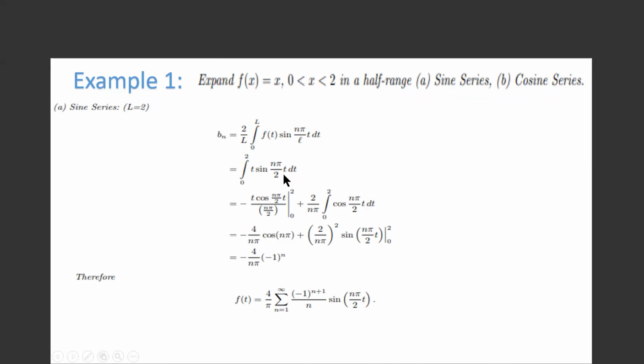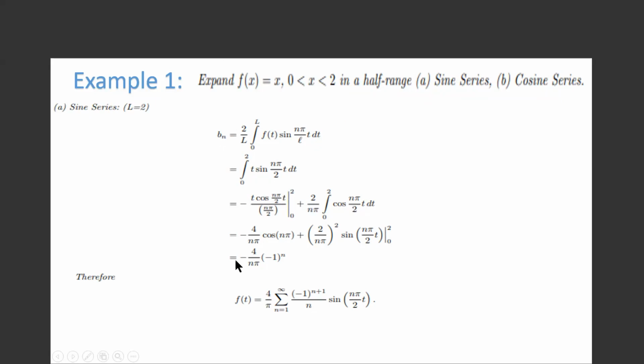Next, how do you integrate this one? This is integration by parts: the integral of u dv equals uv minus the integral of v du, right? Again, if you don't know how to do this by integration by parts, you can find b1, b2, b3, b4 by using your normal calculator.